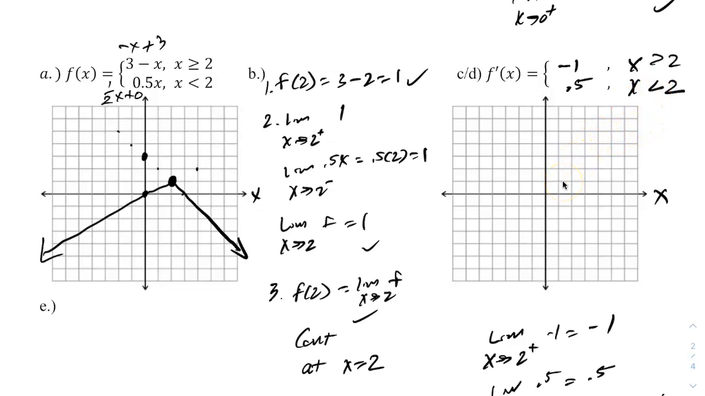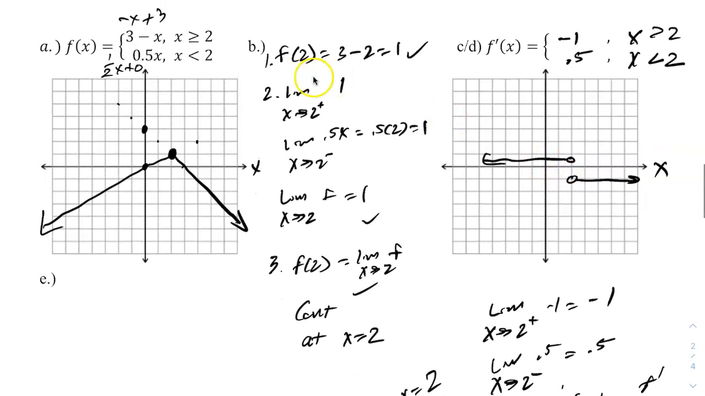Here's my x, here's 2. Greater than 2 is at -1, so closed circle, open circle. It's not differentiable. So an open circle going that way, and then 0.5 with an open circle going this way. So there's our graphs.